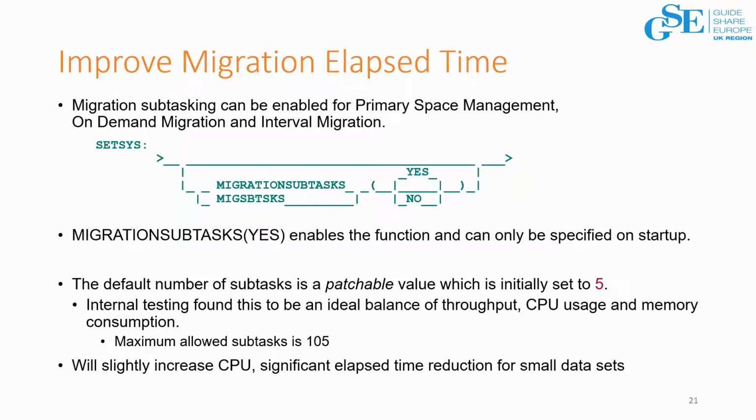And migration subtasking can be enabled for primary space management, on-demand migration, and interval migration by specifying SETSYS MIGRATION SUBTASK YES. And the default number of subtasks is 5. This is a patchable value. And 5 is the default because our testing revealed that 5 subtasks was optimal, but the maximum number of tasking is 105 tasks. And as I mentioned on the last slide, although this enhancement does significantly reduce elapsed time, it does slightly increase CPU.